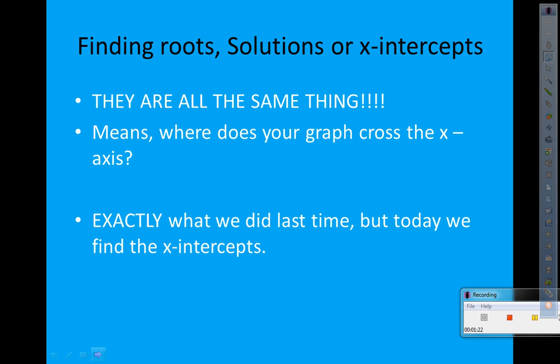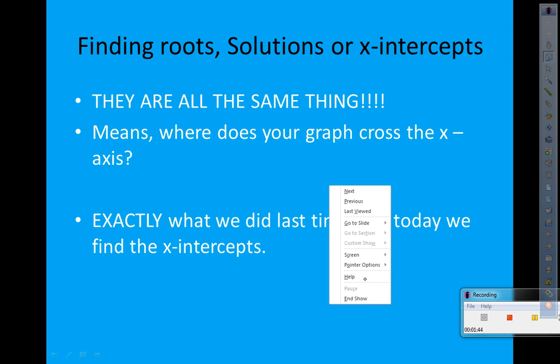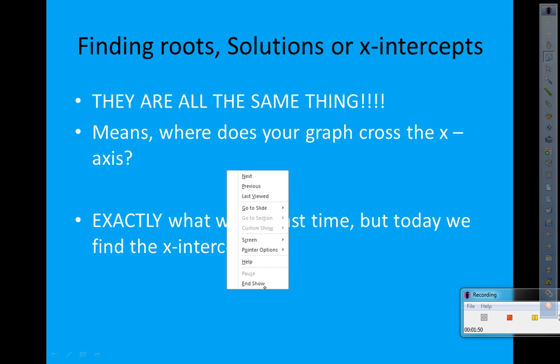But finding root solutions or x-intercepts. I will show you what they are here in just a heartbeat. But what does that mean? It means, where does my graph cross the x-axis? That's all that really matters. It's the exact same thing that we did last time, but we're just going to find the x-intercepts. So let me get some ink here, I hope.